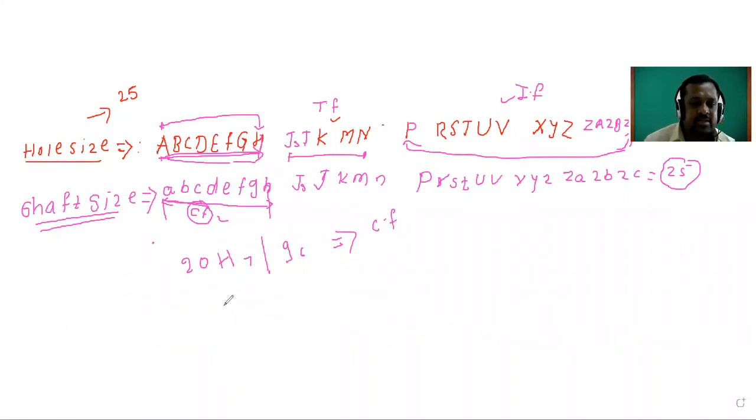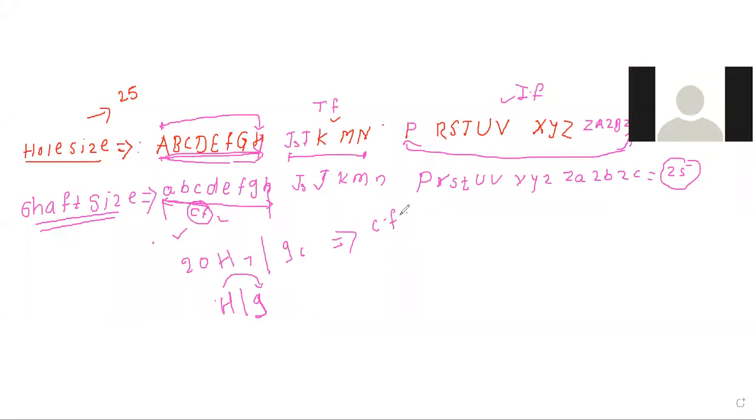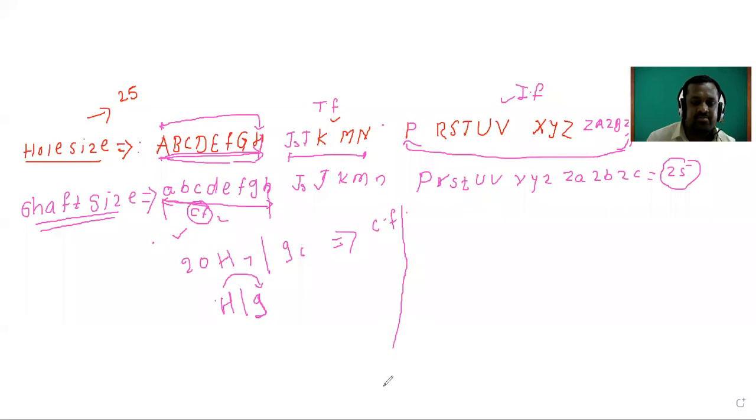Because, just check H and G. Where is H? H lies between A to H, so to identify the fit we have to go to this side and identify where that G is. That G is in between this small a to h, and for small a to h, it will be the clearance fit.